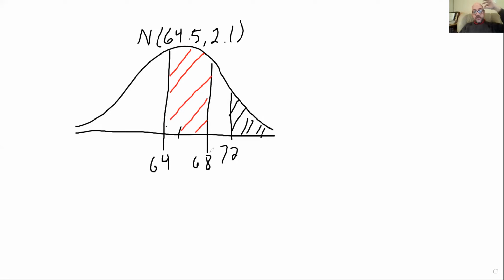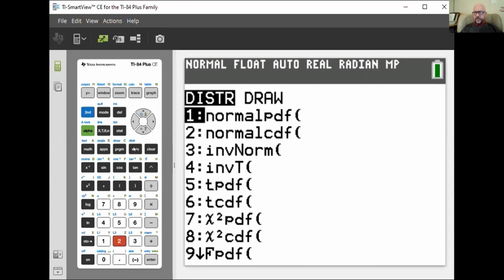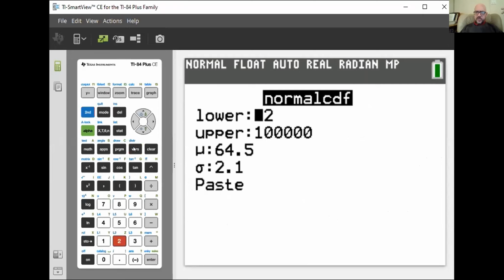So I'm trying to go between 64 and 68, so that's what I'm going to put in as my left edge and right edge, right? I'm going to do normal CDF of 64, 68, 64.5, 2.1. So let's go do that. Normal CDF. Lower bound was 64, upper bound was 68.